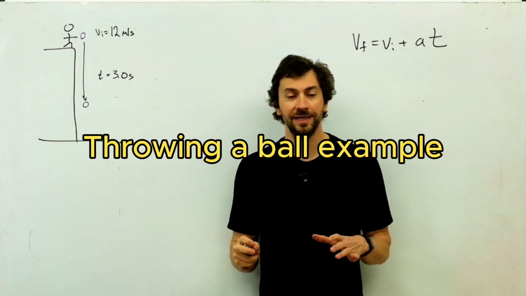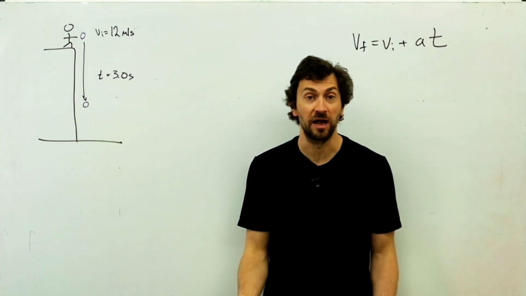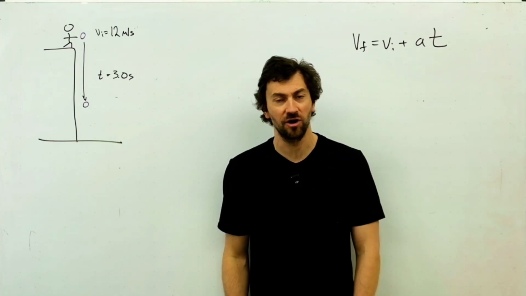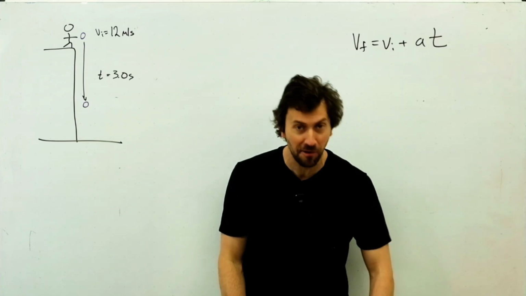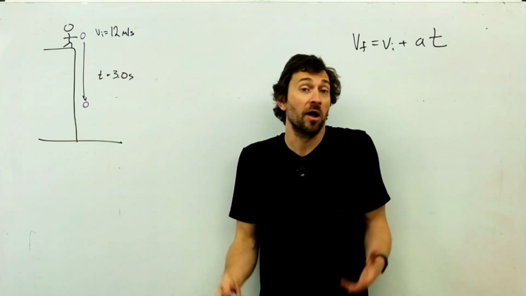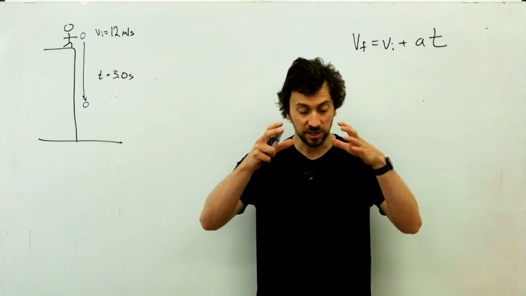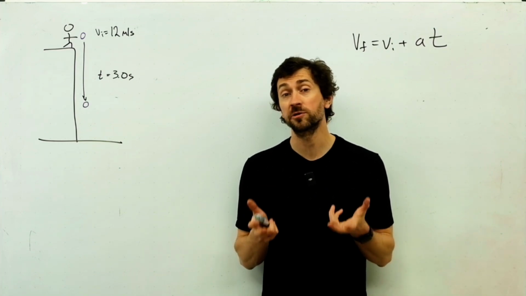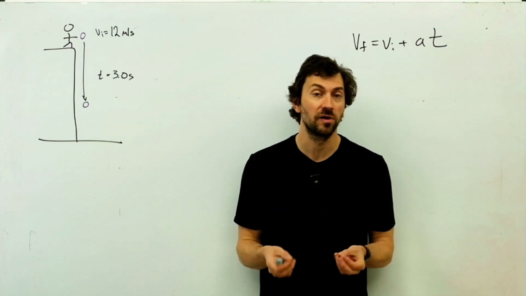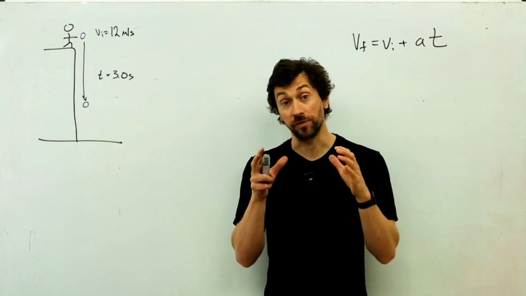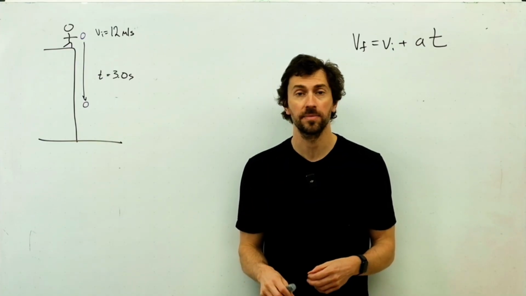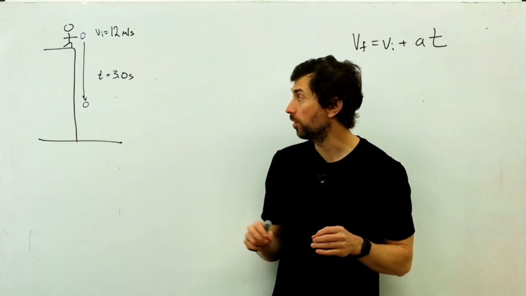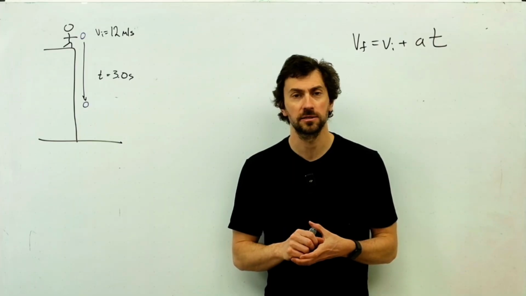Let's imagine this person throws the ball down. Maybe they're angry at somebody on a cliff and they're just throwing a ball in their anger. What do you do when you're angry? Let's say this person throws the ball at 12 meters per second as the initial velocity, but it still goes for 3 seconds in total time. What will the velocity of the ball be after 3 seconds?